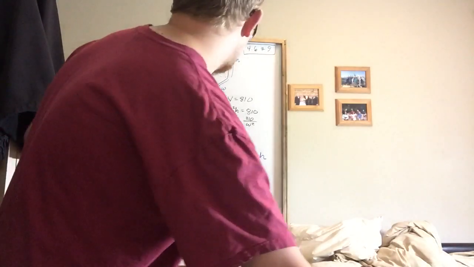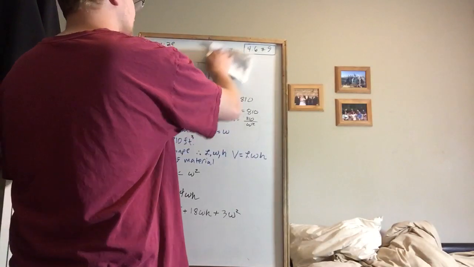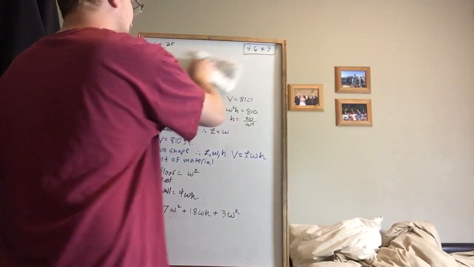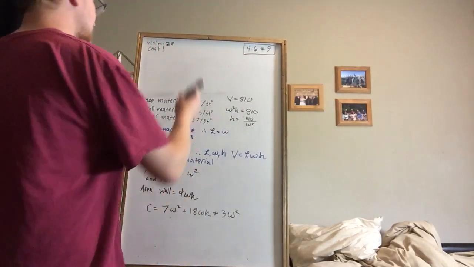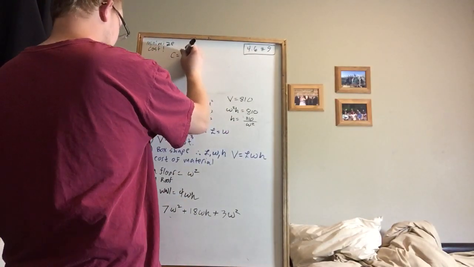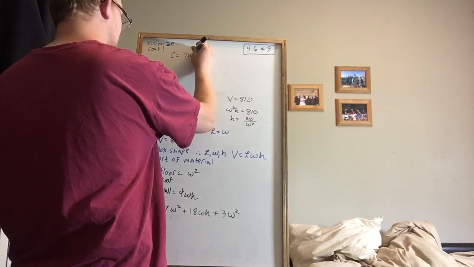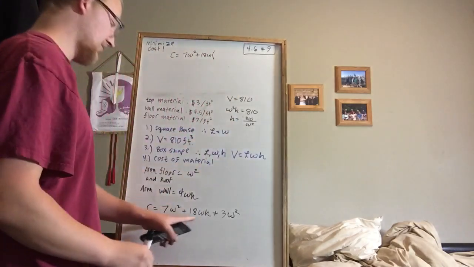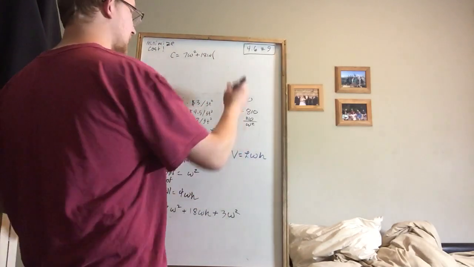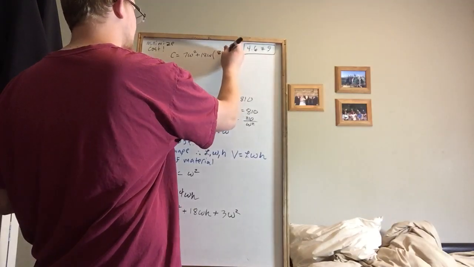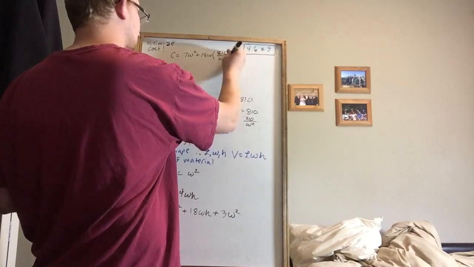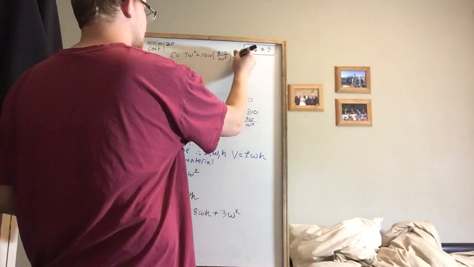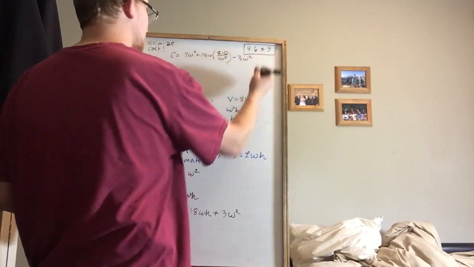To do that, I'm going to erase this nice drawing to make some space, and we'll write it up here. So cost is now equal to 7 times w squared plus 18w times h. And remember, h is equal to, using our volume, 810 over w squared. So 18 over w squared, plus 3w squared for the roof.